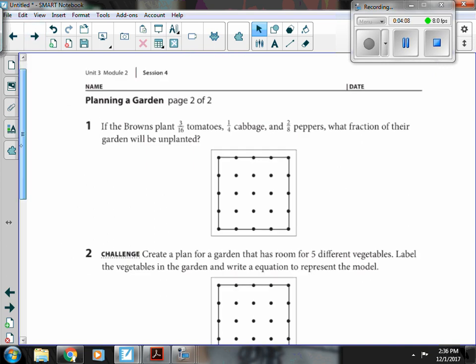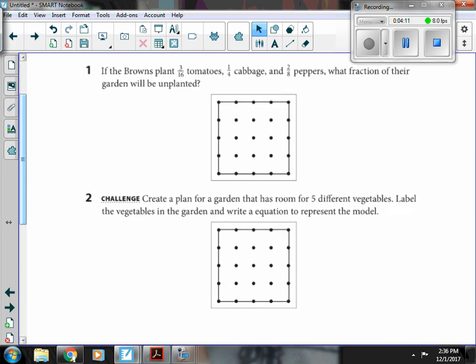On the back, if the Browns plant 3/16 tomatoes, 1/4 cabbage, and 2/8 peppers, what fraction of their garden will be unplanted? I am going to start with the biggest fraction, which is 1/4, and I'm going to have 1/4 cabbage. It says 2/8 peppers, so there's 1/8, and there's 2/8. So 2/8 peppers is the same as 1/4, so the cabbage and the peppers will have the same amount.